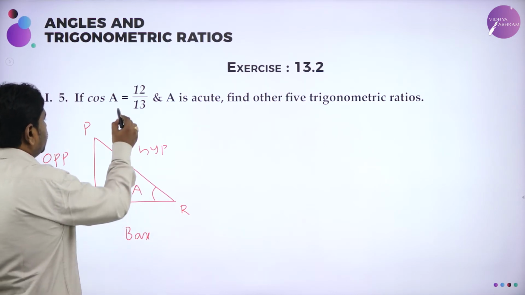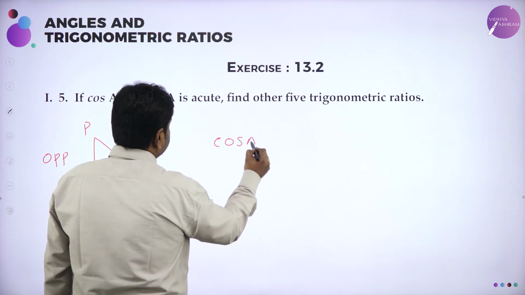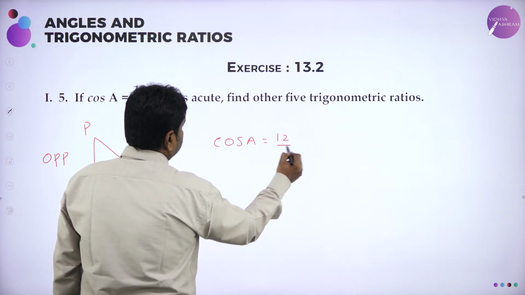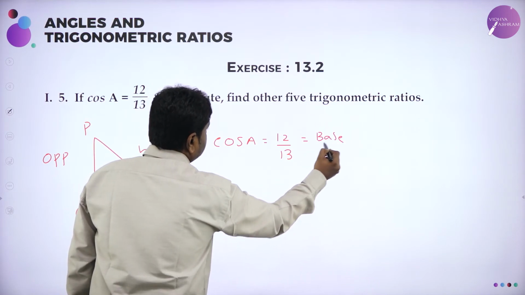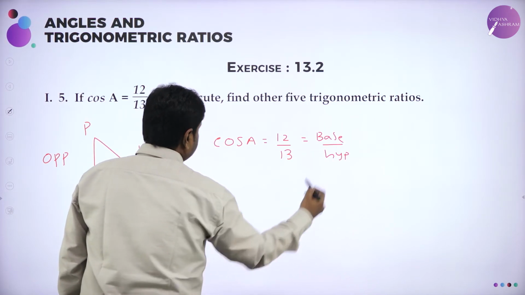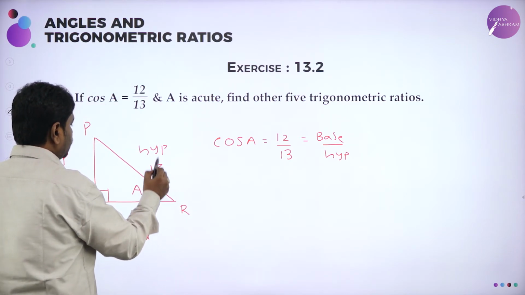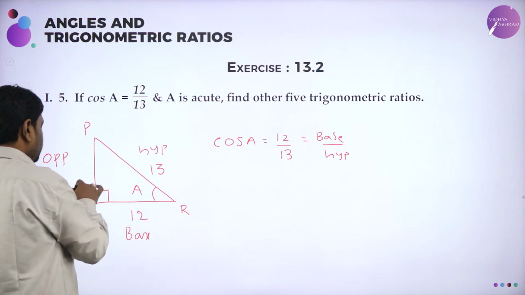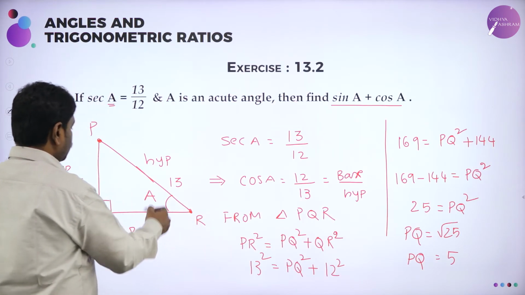And they gave one trigonometric function, cos A, which is 12 by 13. You know the definition of cos. Cos means base by hypotenuse. So the base is 12 and the hypotenuse is 13. Now with Pythagoras, if you solve, you will get 5. Last case we have done it. So you see the same 12 by 13.